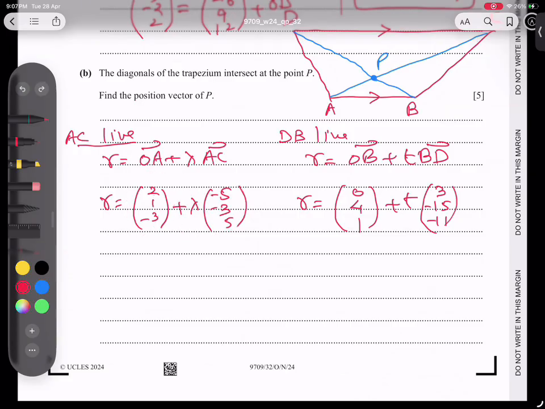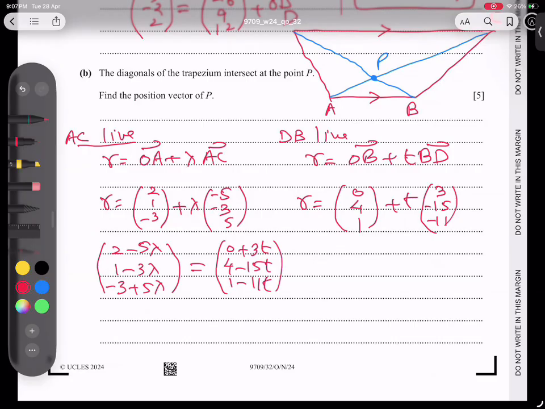So look, students, I'm doing it now. So 2 plus, not plus, minus 5 lambda. So basically 2 from here and minus 5 lambda from here. And 1 minus 3 lambda. And -3 and plus 5 lambda. This is done, and I take from there also. So I'm getting 0 plus 3t, 4 minus 15t, and 1 minus 11t.